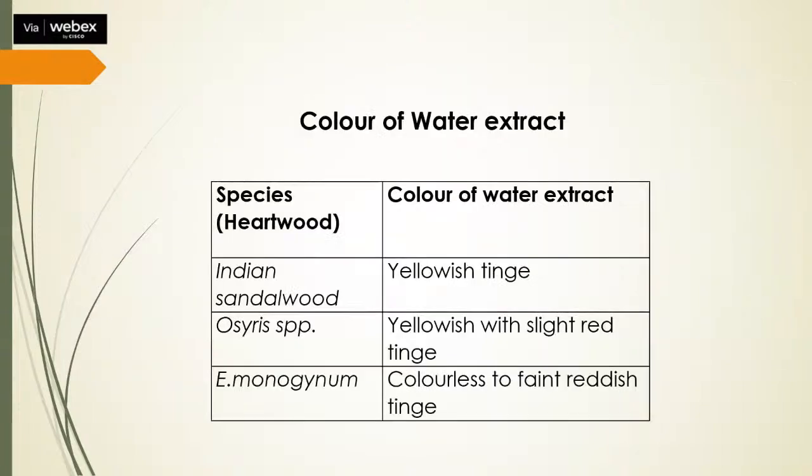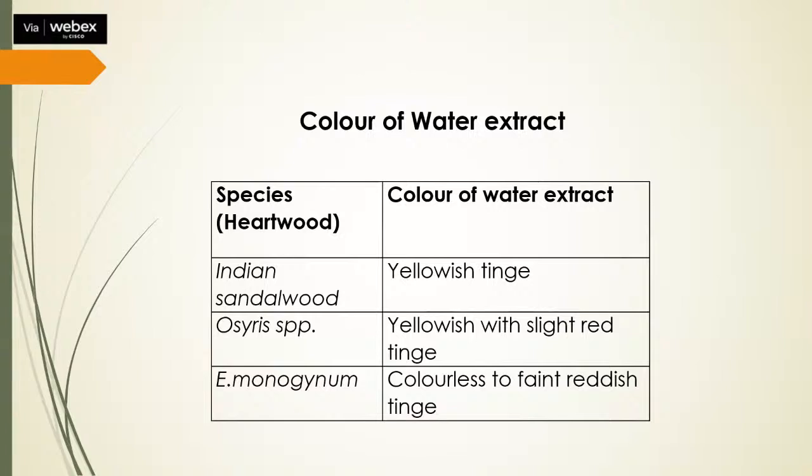Next, come to the color of the water extract. This can also be used, but only to some extent. Here, Indian sandalwood gives an aqueous extract, that is, the water extract, with a yellowish tinge. That means after the wood chips are boiled in water for a long time, Indian sandalwood, or Santalum album, gives a yellowish tinge, and Osyris species gives yellowish with a slight reddish color. Then next comes Erythroxylum monogynum.